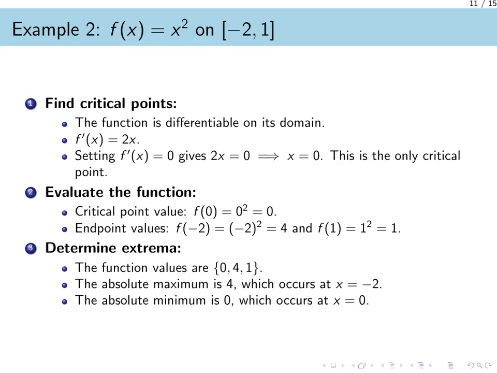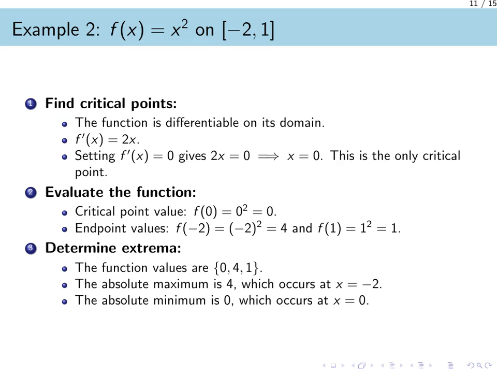This gives us a single critical point at x equals 0. The next step is to evaluate our original function at this critical point and also at the endpoints of our interval, which are -2 and 1. Plugging in these three x values gives us a set of candidate values. f of 0 is 0, f of -2 is 4, and f of 1 is 1.